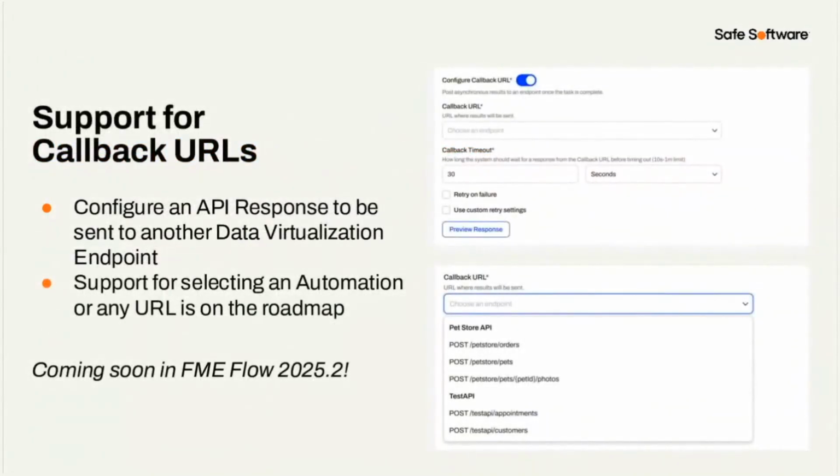This is another step forward in making APIs more dynamic and event-driven. With callback URL support, you can configure a response from one API endpoint to automatically be sent to another endpoint once the job is complete. It's ideal for chaining together data virtualization endpoints or building more responsive data flows. In the first release, you'll be able to select from other defined endpoints, and we're already planning on support for sending to automations or any external URL.